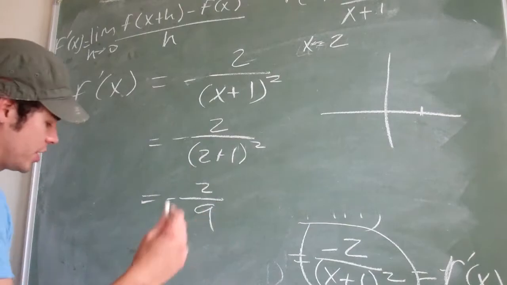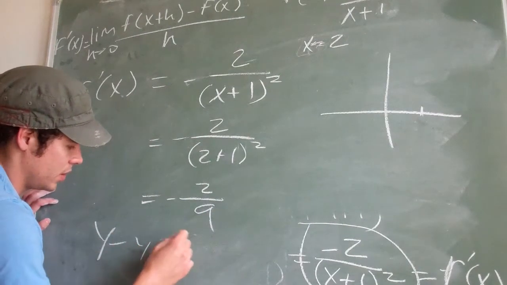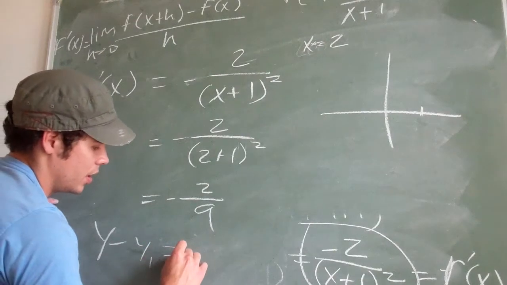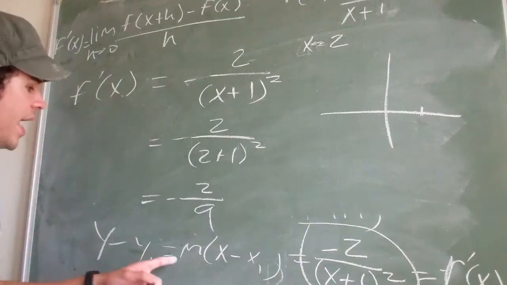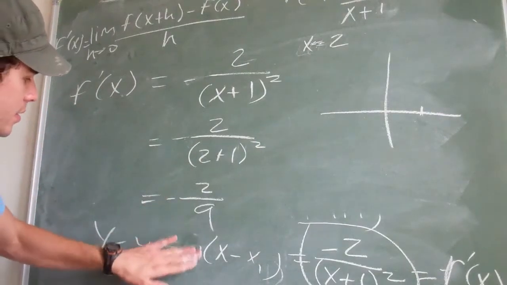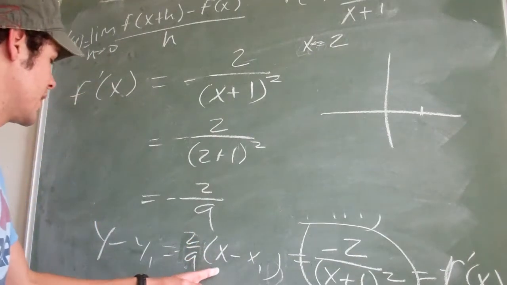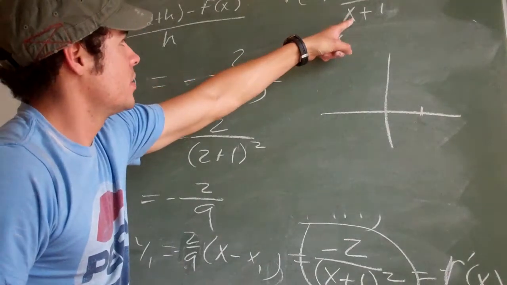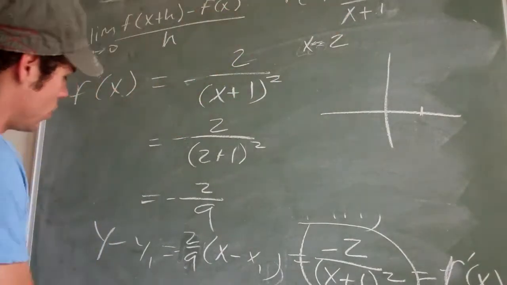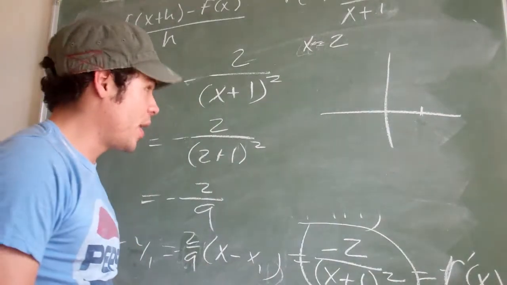So if we were to try to find the tangent line, we would say y minus y1. This is one way to do it. m times x minus x1, where m is negative 2 over 9. And then we have an x coordinate, and all we have to do is plug that x coordinate into this equation, and then we'll have our y coordinate. So hopefully that makes sense to you.